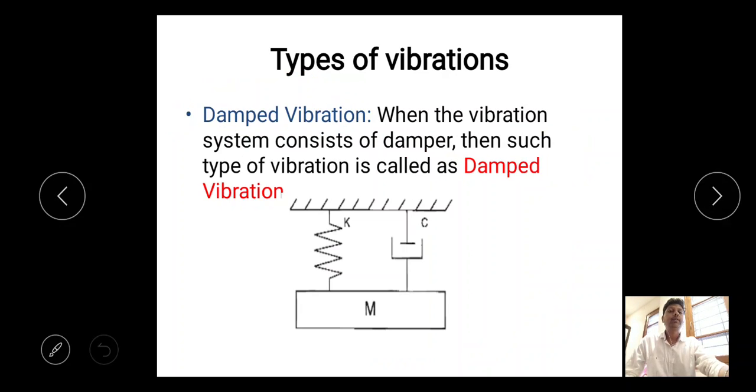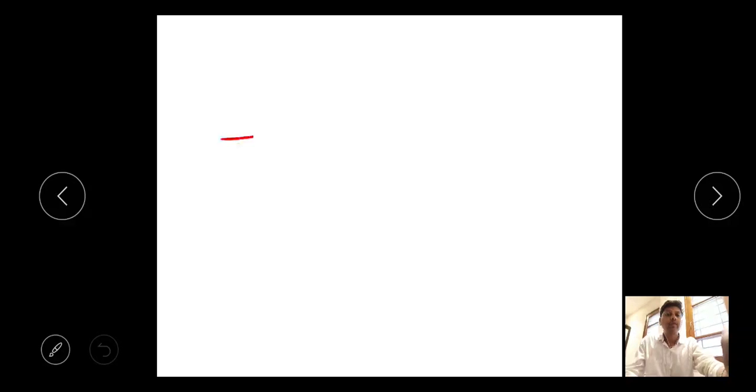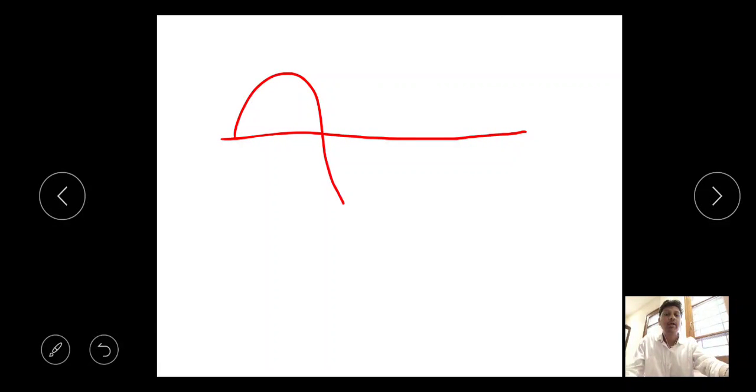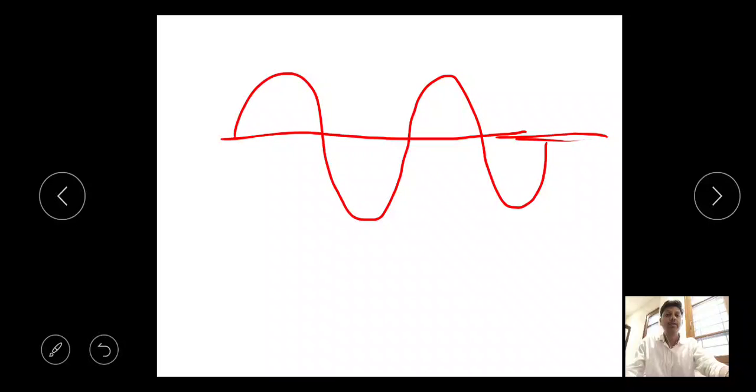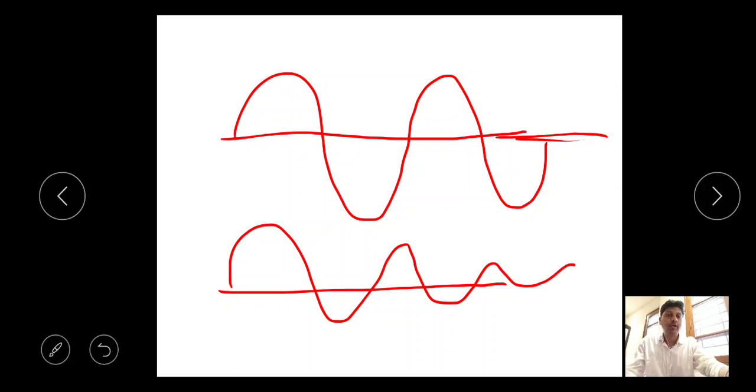Then we'll study what is damped vibration. Before studying damped vibration, you should know what a damper is. We have already discussed that vibration causes a lot of internal stresses and a lot of energy loss, so we need to reduce this vibration. When any system is moving, this to and fro motion is called vibration, correct? So we need to reduce this vibration.